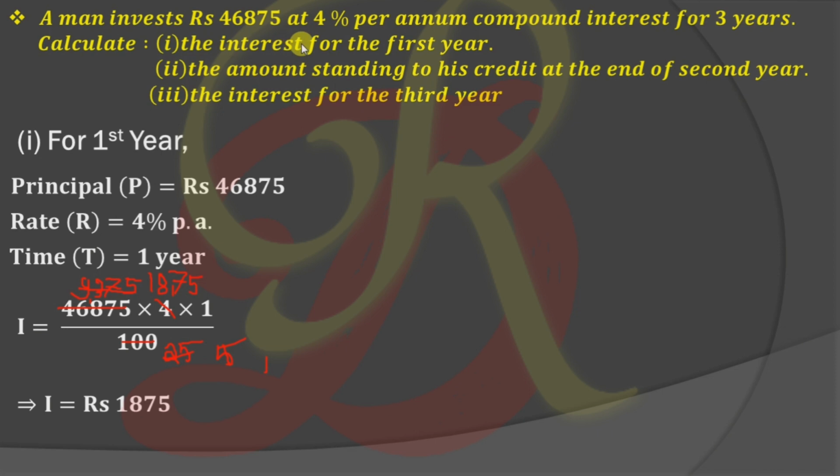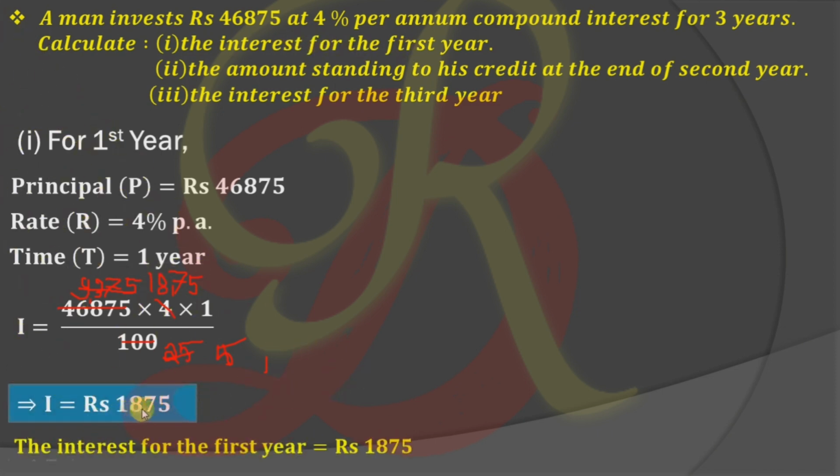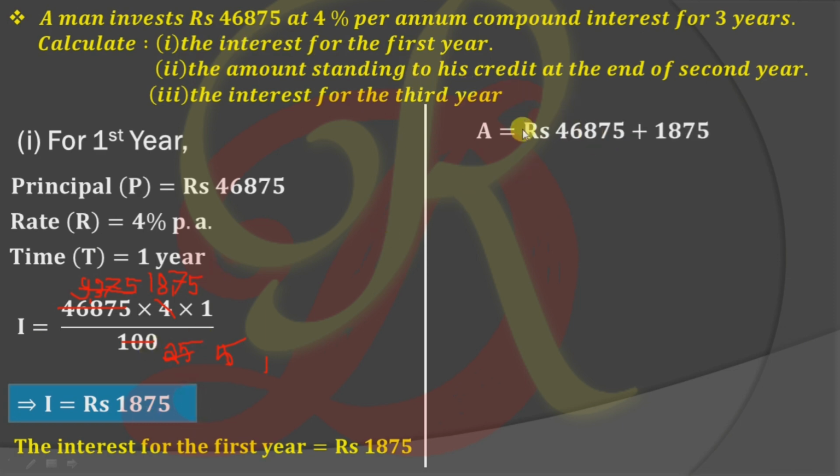We needed to calculate the interest for the first year. So the interest for the first year is equal to 1,875. And now sub-number 2: I need to calculate the amount standing to his credit at the end of the second year. So first, the amount at the end of the first year. Amount means principal plus interest. So when I add 46,875 plus 1,875, it is equal to rupees 48,750.